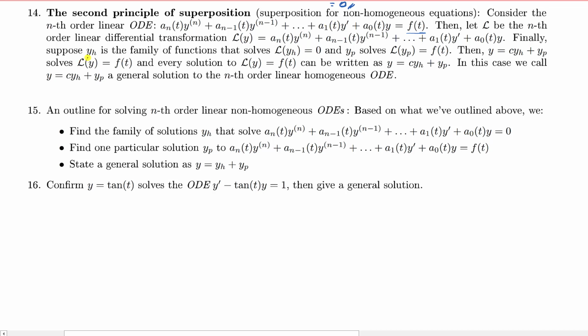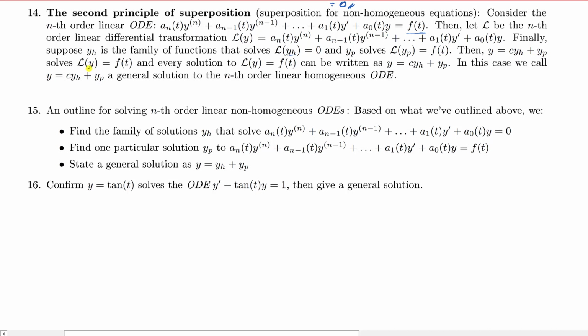Finally, if y of h satisfies the fact that L of y of h equals 0, then that means that y of h is a solution to the homogeneous equation. This is not a homogeneous equation if f of t isn't 0, but I could find a corresponding homogeneous equation for which I do set the right-hand side equal to 0. If y of h satisfies that, and y of p satisfies the ODE, then we can give the general solution as the family of homogeneous solutions plus the one particular solution.